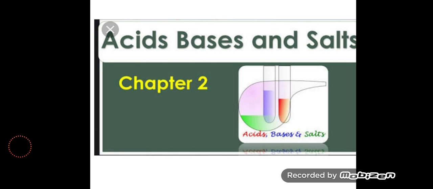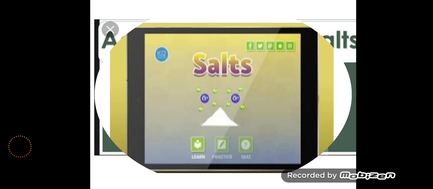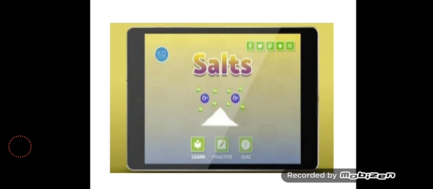Our chapter is acids, bases, and salts. Today we are going to discuss salts.